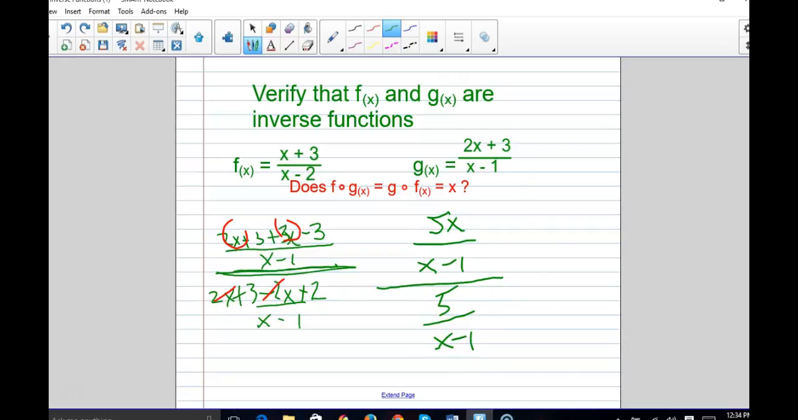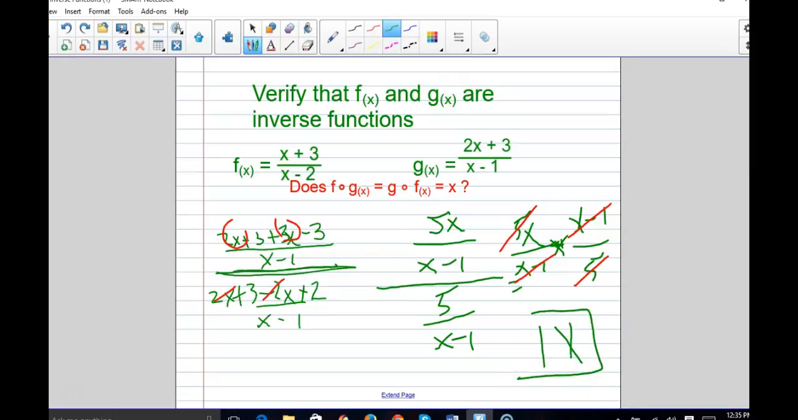And lastly, this is a division of fractions. So we multiply by the reciprocal. 5x over x minus 1 times the reciprocal of that denominator, which is x minus 1 over 5. We can see that the binomial x minus 1 cancels the binomial x minus 1, and this 5 cancels this 5. And all that's left standing is x over 1, which is x. So f composed with g does simplify to simply x.